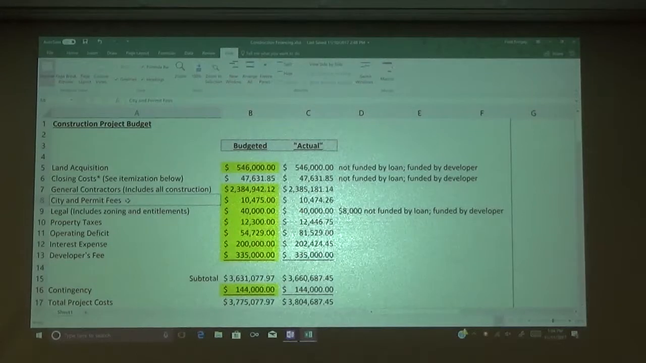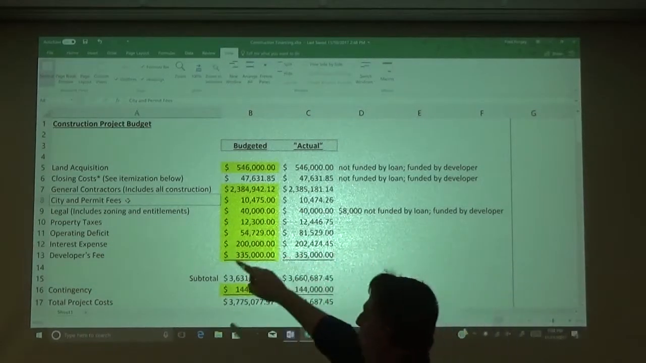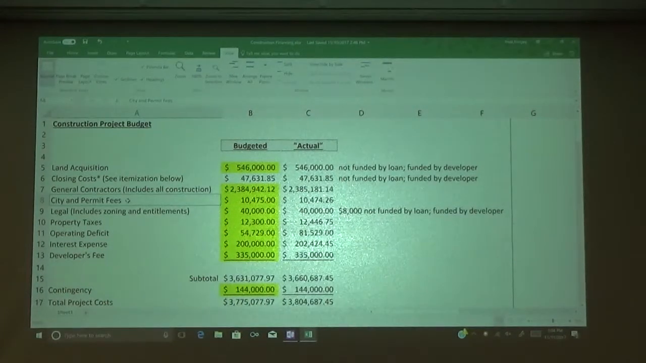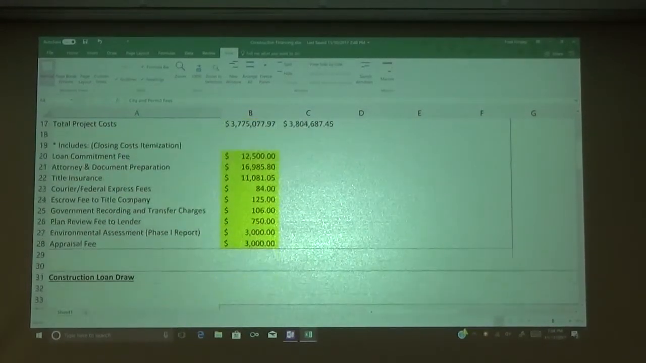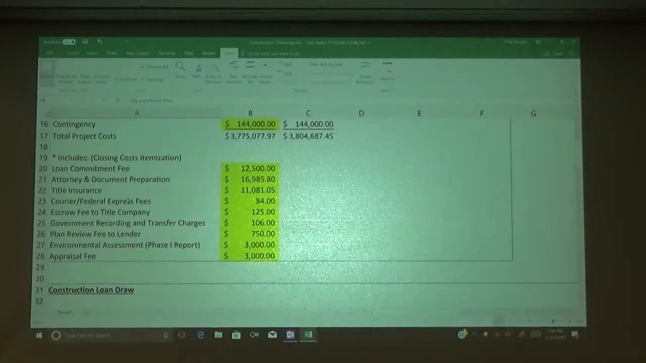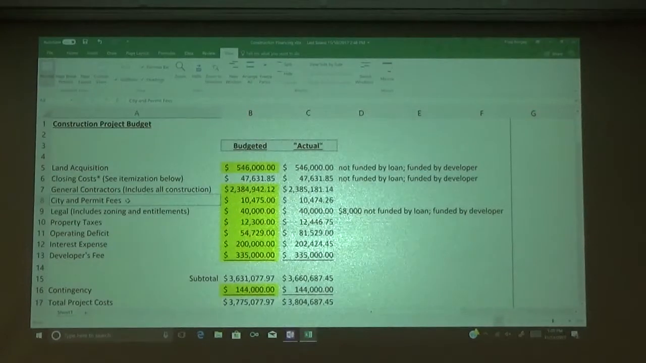In addition to the land acquisition cost not being funded by the loan, we also have closing costs that are not going to be funded, to actually purchase the land. There's a little asterisk next to the closing cost that says see the itemization below. These are examples of specific closing costs that are quite common: loan commitment fee, which we've been talking about, loan origination fee, same kind of thing, document preparation, title insurance, courier fees, title company fees, government recording transfer charges, plan review, environmental assessment, phase 1, and appraisal fees. All of those lumped in there, taken in total, come to about 47,000 for the closing cost.